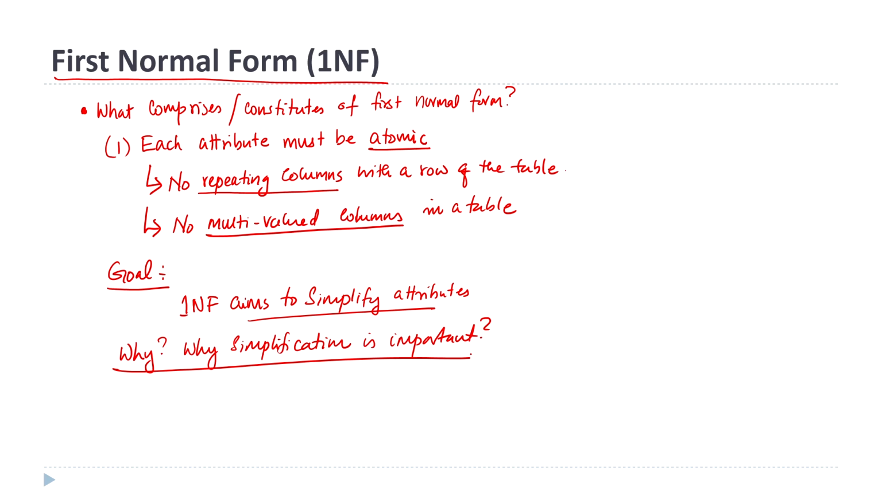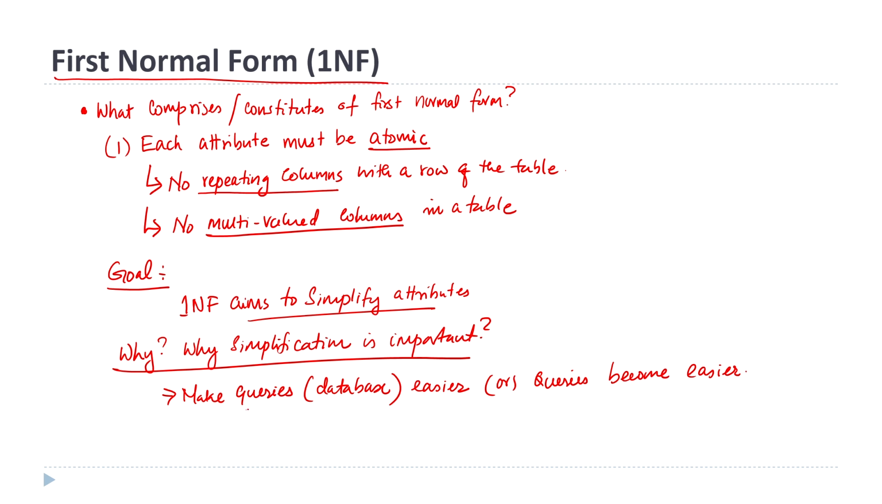This why is an important question. The answer is to make database queries easier. Our aim is to make queries easier. So, queries become faster and quicker, and you can actually query the database without too much confusion. So, that is the need for first normal form.